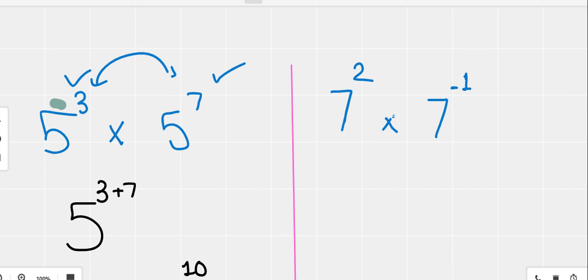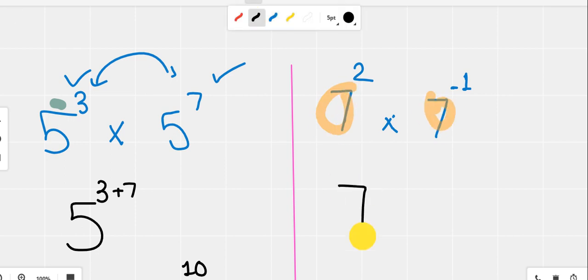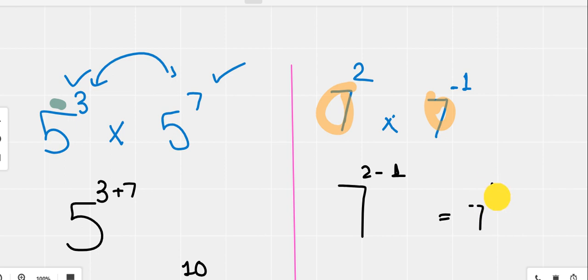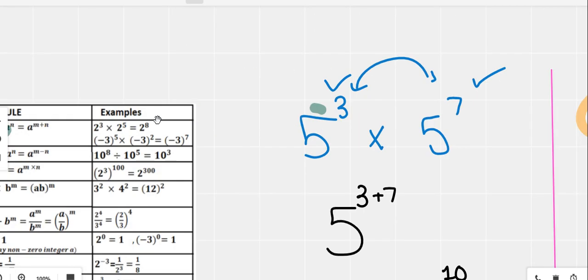And the second thing that we have to check is the base. 7 is the same here, 7 is our base. So we will write 7 just once. And 2 minus 1, you will first write as it is, and then in the next step we will write 7 to the power of 1. So this is the way to do it. You have to keep in mind these 2 points: there is a product sign in the middle and the bases are same. Let's move on to the second rule.